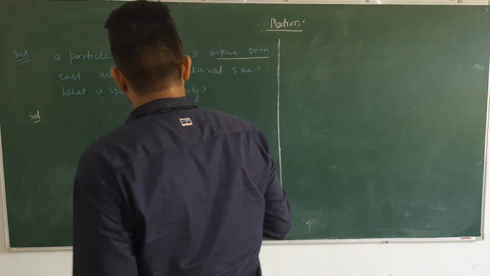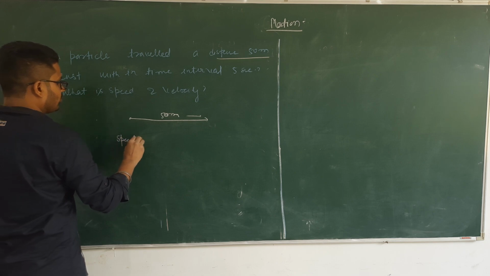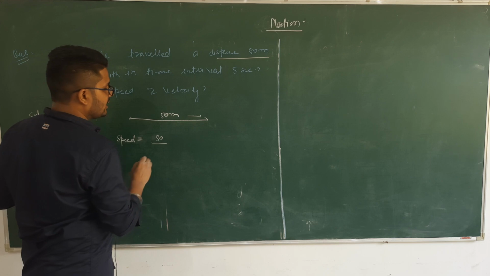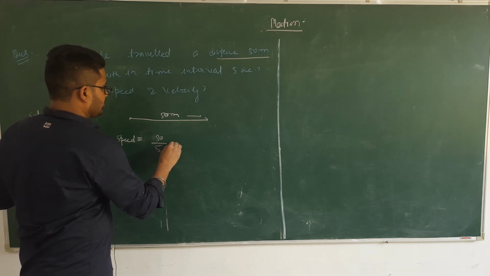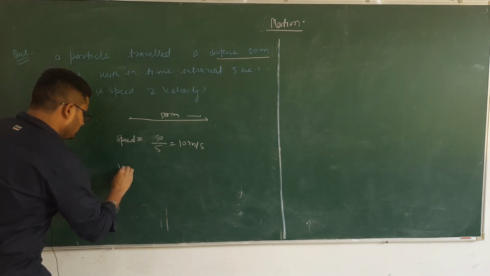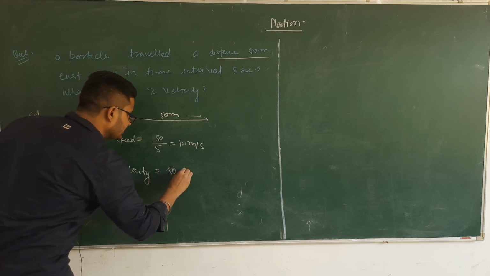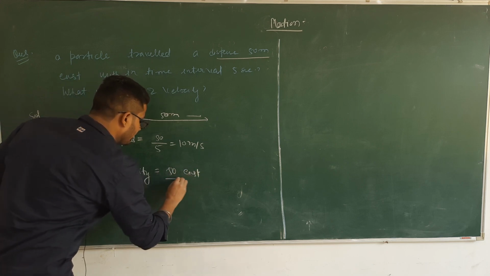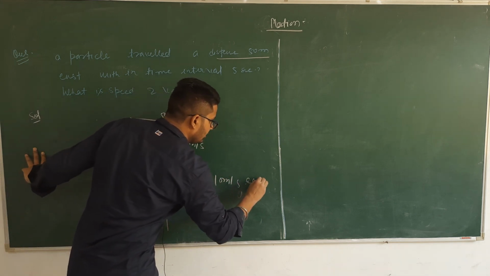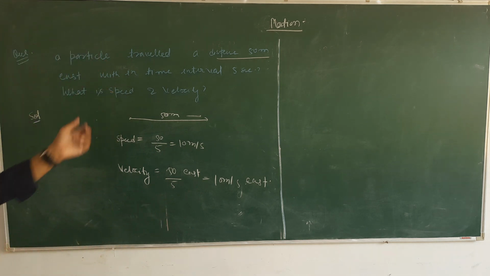So here we have speed equal to 50 divided by time. What is the time? 5 seconds. So 10 meter per second. Okay, what is the velocity? 50 meter east divided by 5. So this is 10 meter per second in the east. This is the type of thing we have in this question.